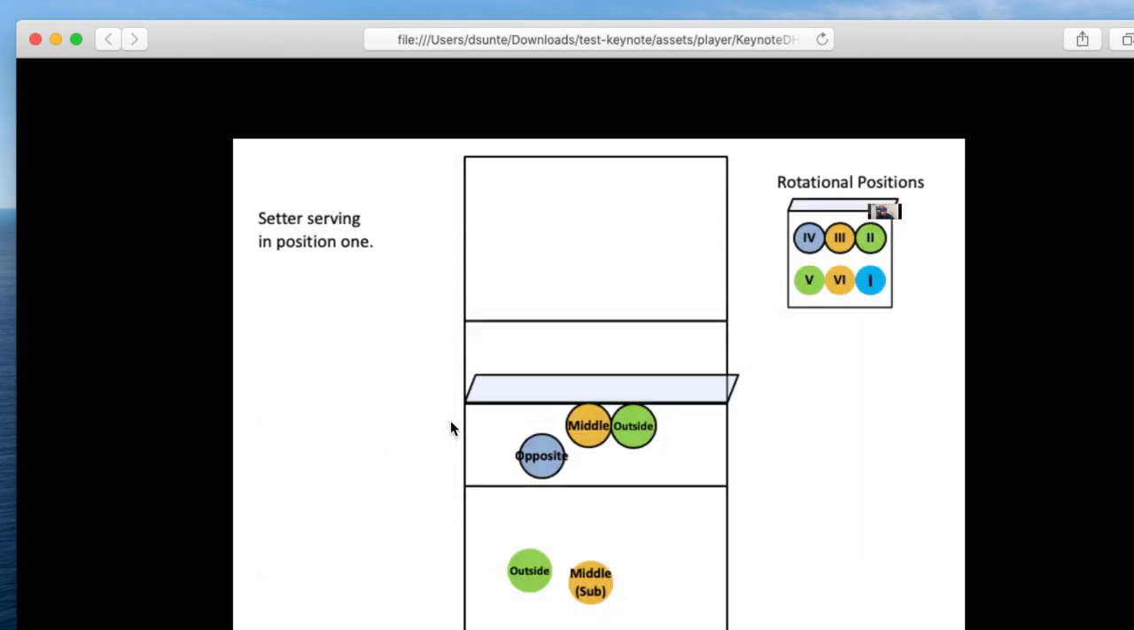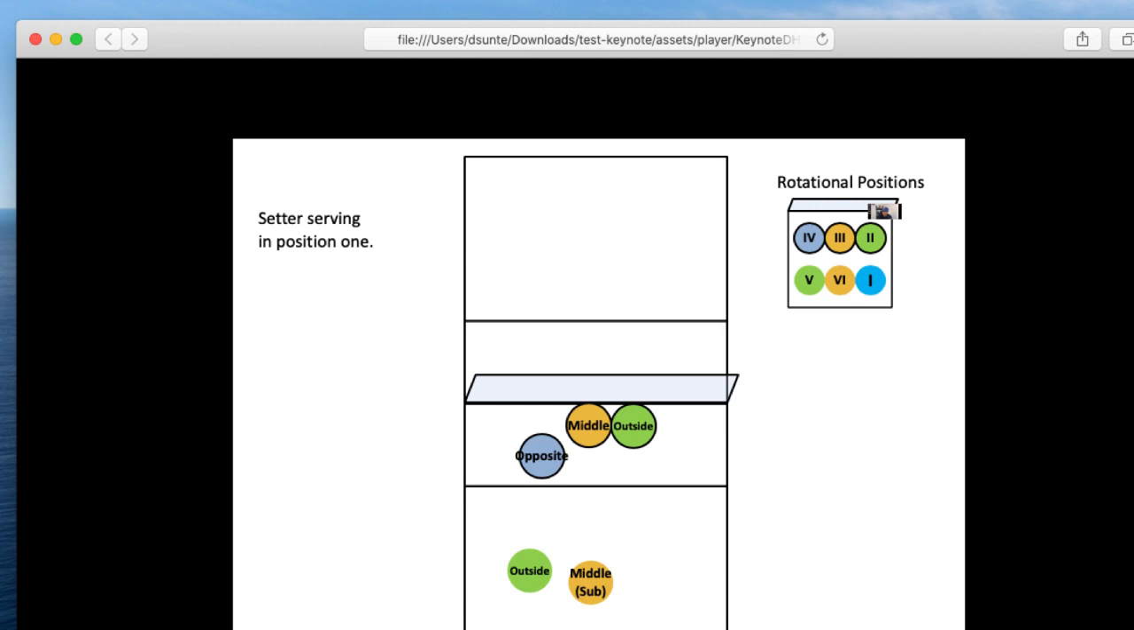So let me go back and take a look at this. You can see here, if you're going to what's called rotation 1, you will find that the setter is in the starting serving position. You notice that you have the opposite on the right-hand side here. And then you have the middle and the middle sub, which is typically the libero. You can see the 2 outsides are opposite each other. So you could see what's going on there.